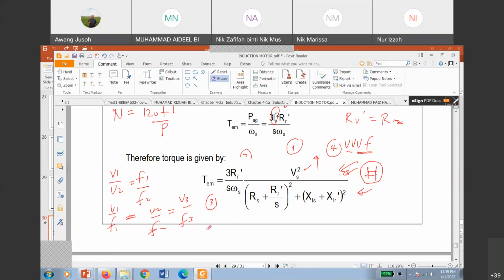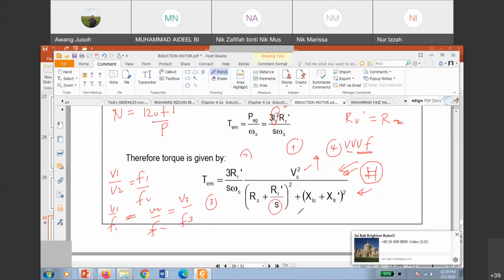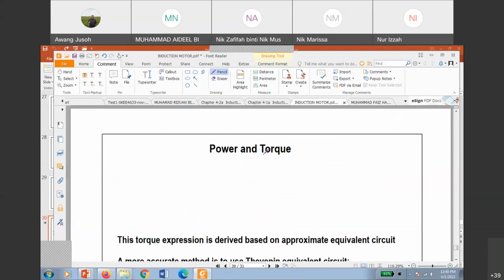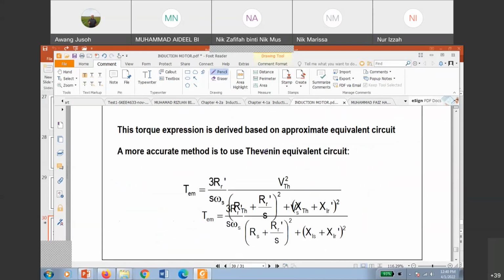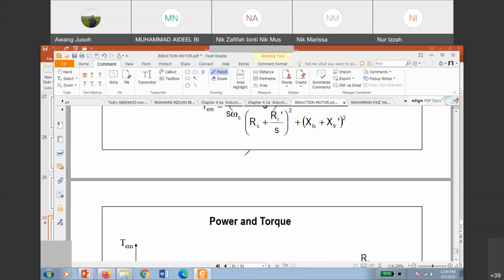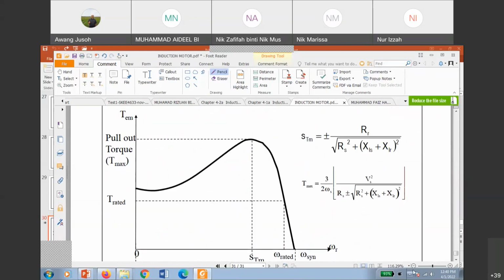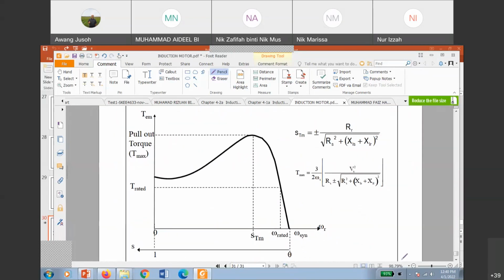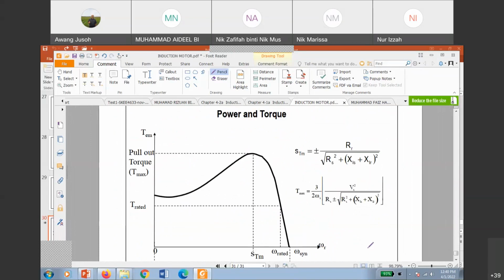You change the S, and you plot the torque. S can start from 1 to 0. Then plot the torque there. So what happens to the motor now? If you do that, we can have this kind of plot. They call it the characteristic torque speed profile of the induction motor.